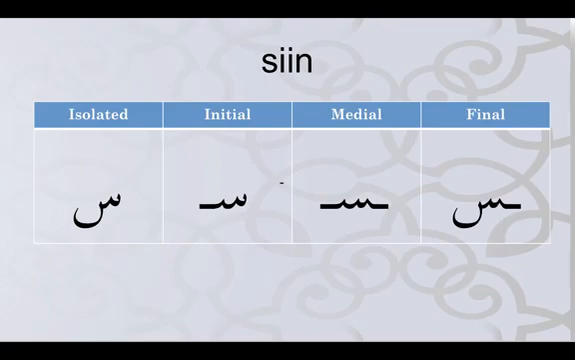Next two letters are going to be the seen and the sheen. The letter seen is written like this. Its four formats, the isolated, initial, medial, final, are written different from each other. And its isolated, initial, medial, and final forms are written identical to the letter sheen, except the letter sheen has three dots on top, and it's written like this.